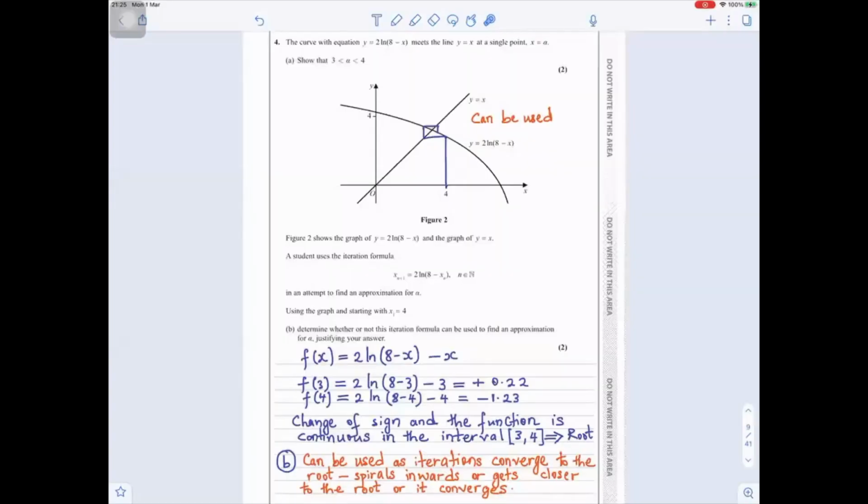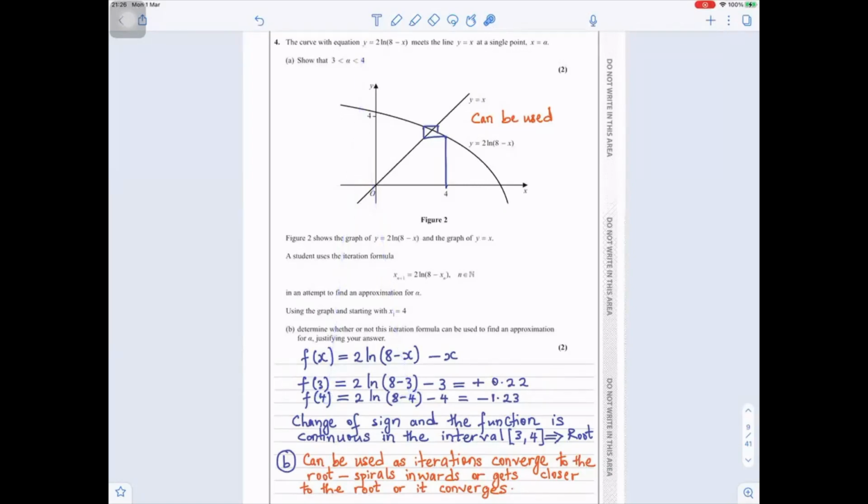So what we do for part A, that's the equation. We substitute 3, f of 3. So wherever we see x, we put 3. And that will give us 0.22. And the important thing there is positive. And then after that, we substitute 4. And that will give us minus 1.23.